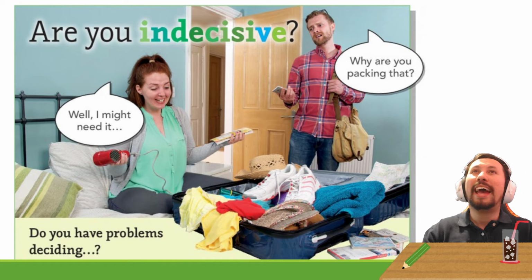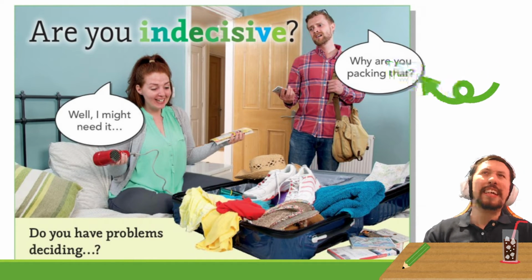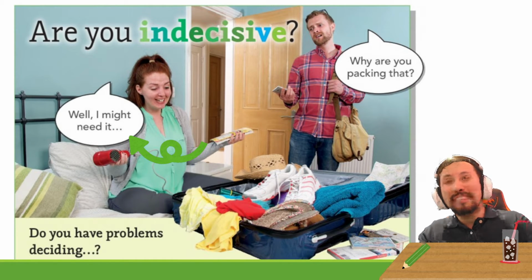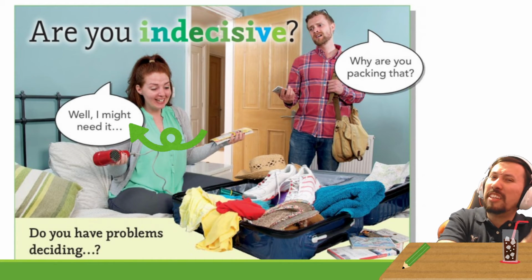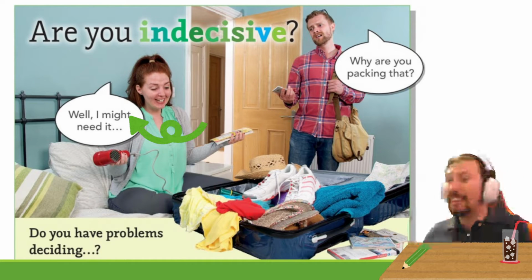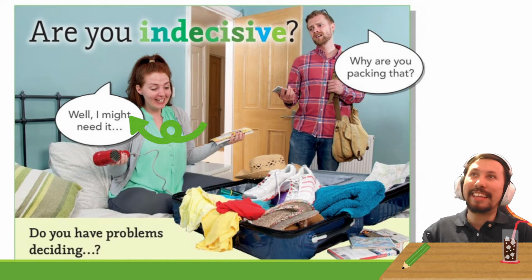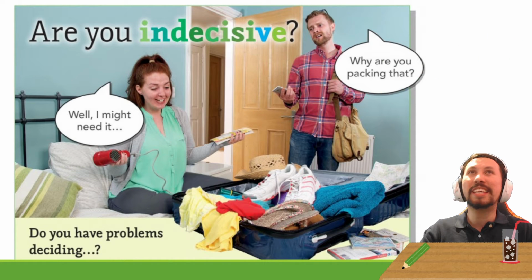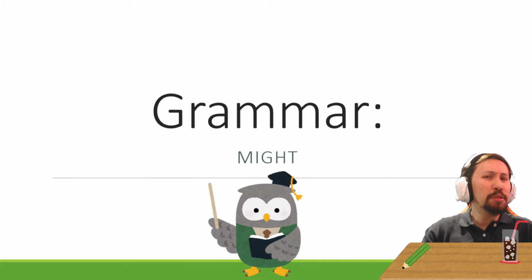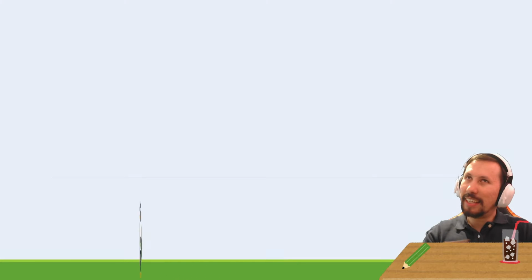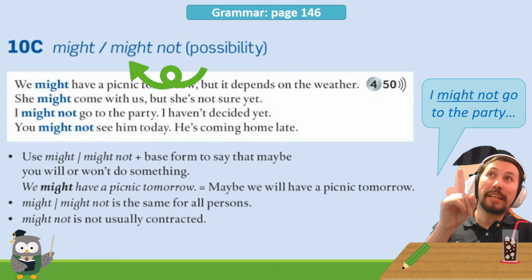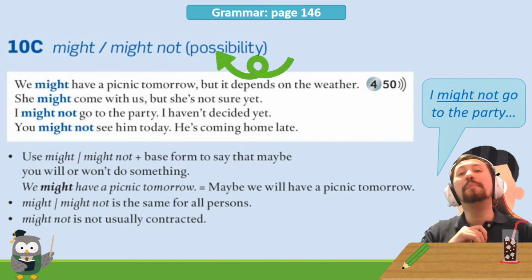And he's like, hey, why are you packing that? Well, I might need it, or maybe I might not need it. I don't know. I might need this, and I might need that. That's the important word, the key word in this unit. Might. So how do we use might? Easy peasy. So might or might not, we use them for possibility.